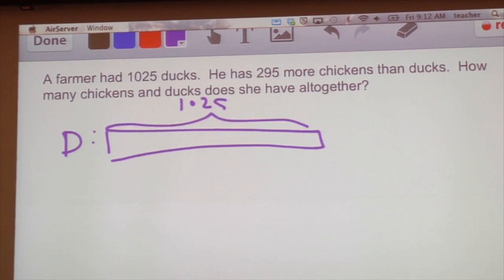1,025 ducks. He has, oh, I'm sorry, I screwed that up. Oh, so she. Sorry about that. I got 1 and 1. She has 295 more chickens than ducks. So the bar for the chickens, is that longer or shorter? Longer. Right.